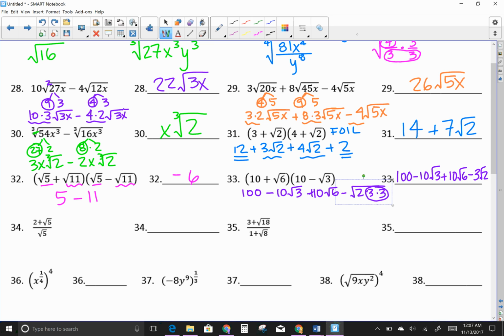All right. 2 plus the square root of 5 over the square root of 5. Do not cancel those out. One is a term. They are not factors. You can only cancel out factors.